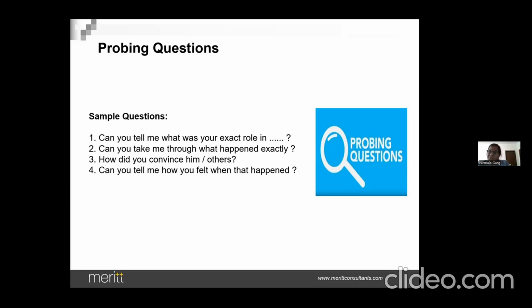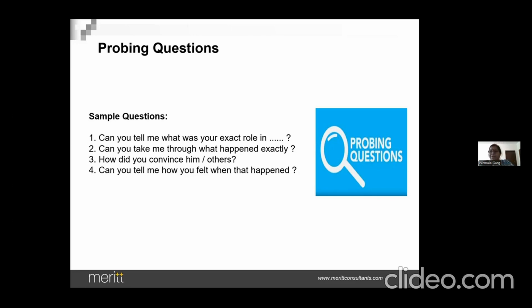So these are leading questions. Got it? Very clear? So don't get into asking leading questions. Of course, there are probing questions that will take you deeper and deeper. I don't understand something. Okay, can you tell me more? Then what did you do exactly? How did you go about convincing others? What is it that you did to convince others?